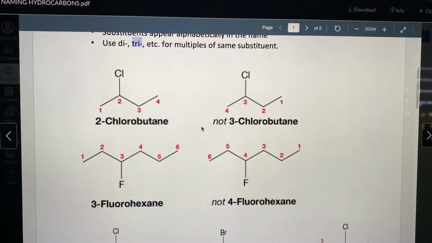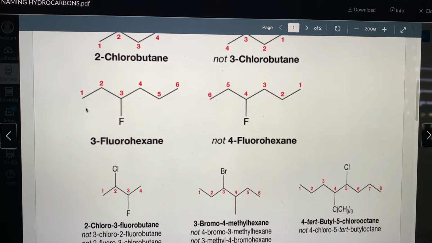Okay. Now here's another example. Also going from left to right: 1, 2, 3, 4, 5, 6. You have 6 carbons. That's the longest chain. And your branch, or substituent, falls on carbon number 3, which is fluoro. Now, if you went from right to left, it would be wrong, because fluoro would fall on carbon number 4. So you want the closest to the first branch, and that makes it 3-fluorohexane. Alkane with 6 carbons is hexane. So 3 is better than 4.